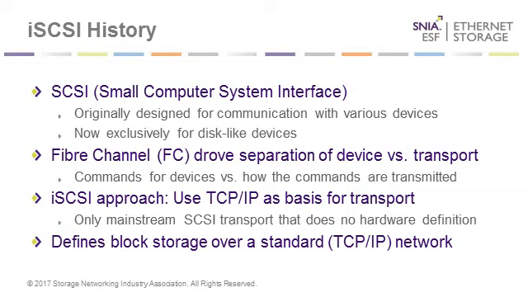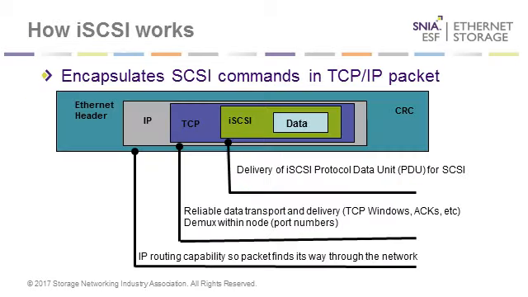So the iSCSI approach is, let's use the internet for this, and use TCP/IP as the basis for the transport. Now that actually makes this quite interesting because it's the only mainstream SCSI transport that doesn't do any hardware definition, because TCP/IP doesn't tell you what it's carried on. It's really a pretty agnostic protocol. You can travel on quite a lot of different hardware, and we'll talk about that in a second. And what iSCSI does is define block storage over a standard TCP/IP network. That's a little history.